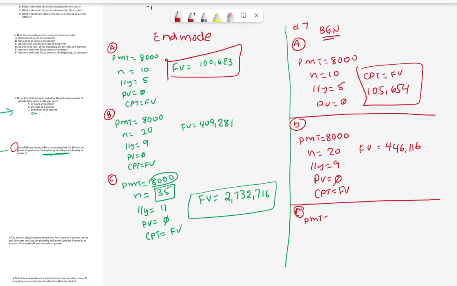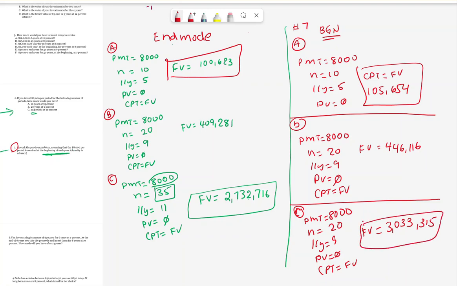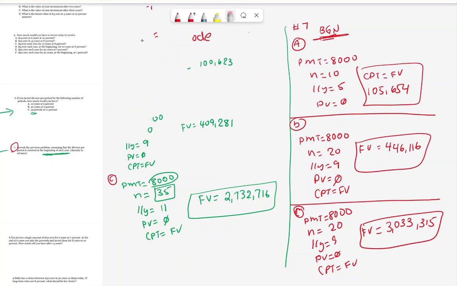Your payment is equal to 8,000. Your N is equal to 20. Your IY is equal to 9. Your present value is equal to 0. You compute your future value. Your future value, when you put it into begin mode, will be 333,315. So these are the answers. If you compare, with an end mode and a begin mode, your answers will be different. So do not make that mistake for the test, please. So that was our question number 7.